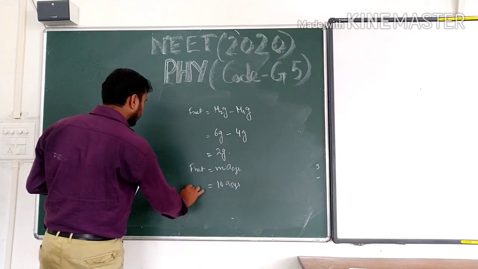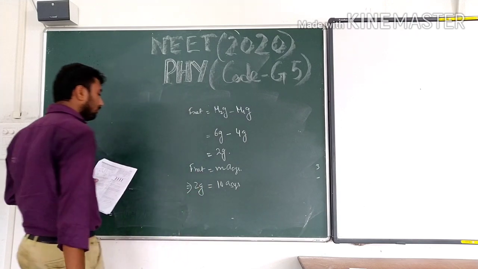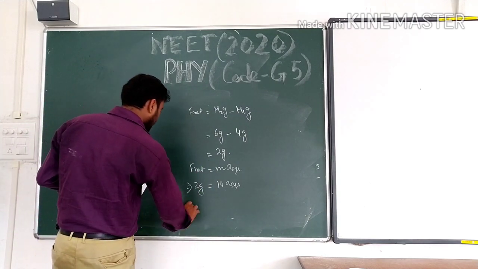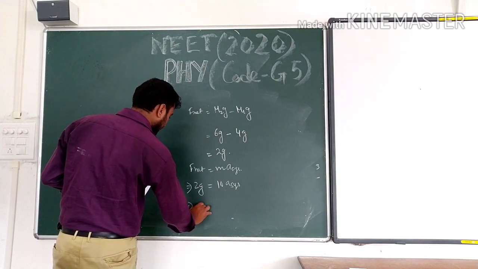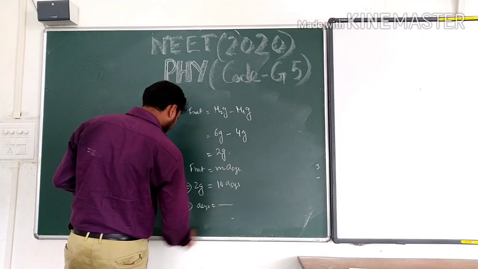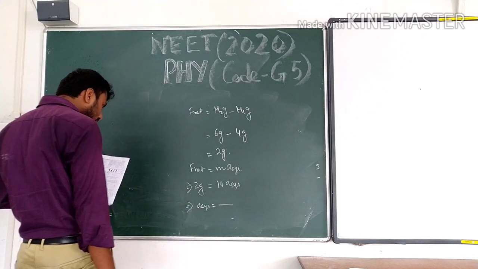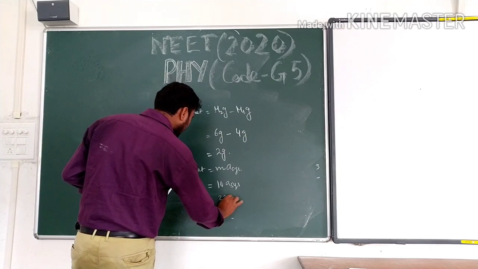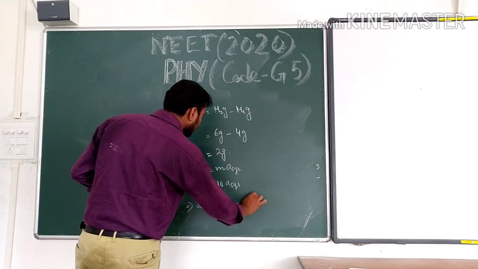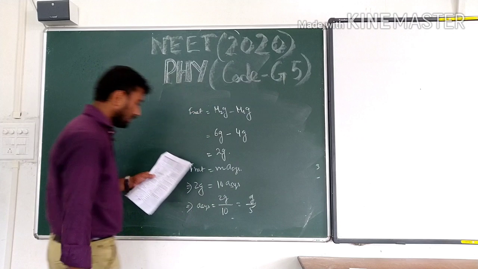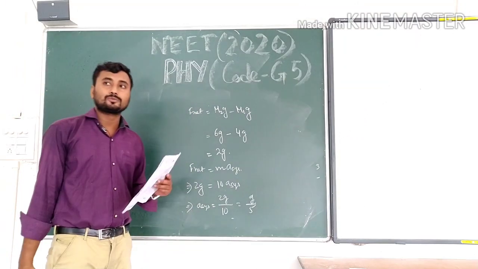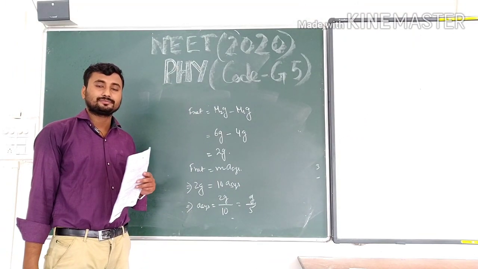So F net will be 2g, and the acceleration of the system will be 2g by 10, that is g by 5. Option 2 is correct.